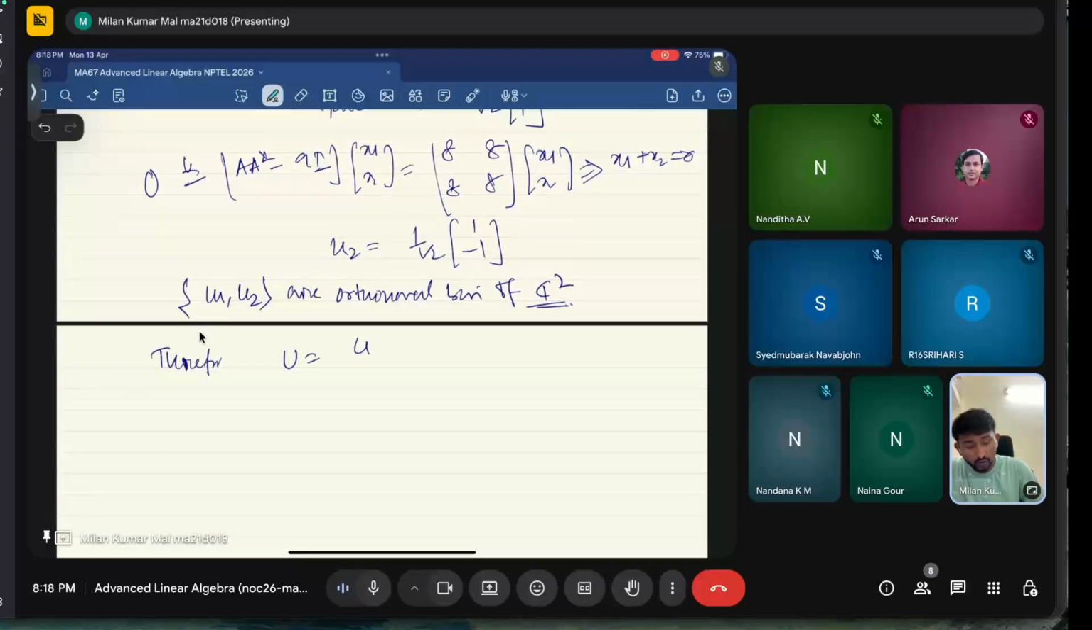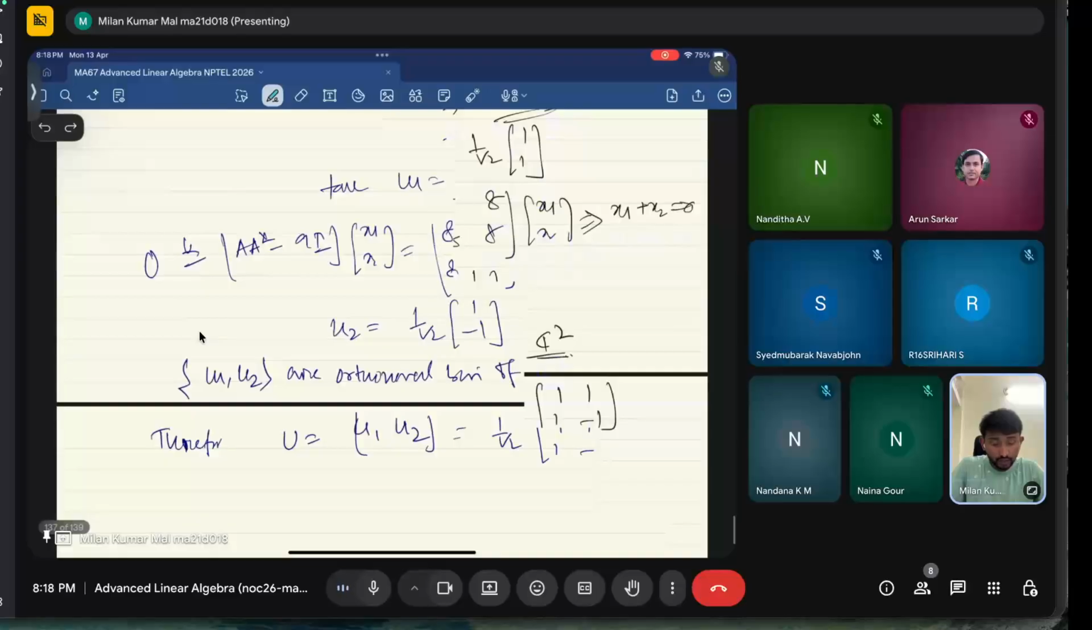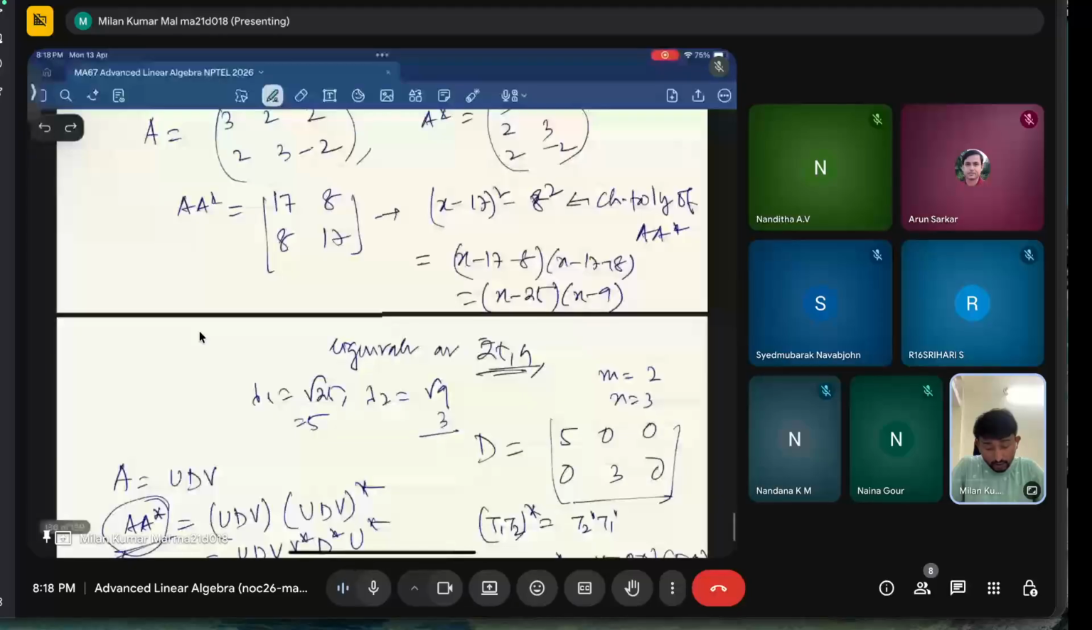Therefore, U equals U1, U2. That is equal to 1 by square root of 2 times [1, 1; 1, -1]. We can change the first column and second column, there is no harm in considering this. But we have to maintain the order. So the first order is 25, so that's why I have to consider 25 first. This is the order.